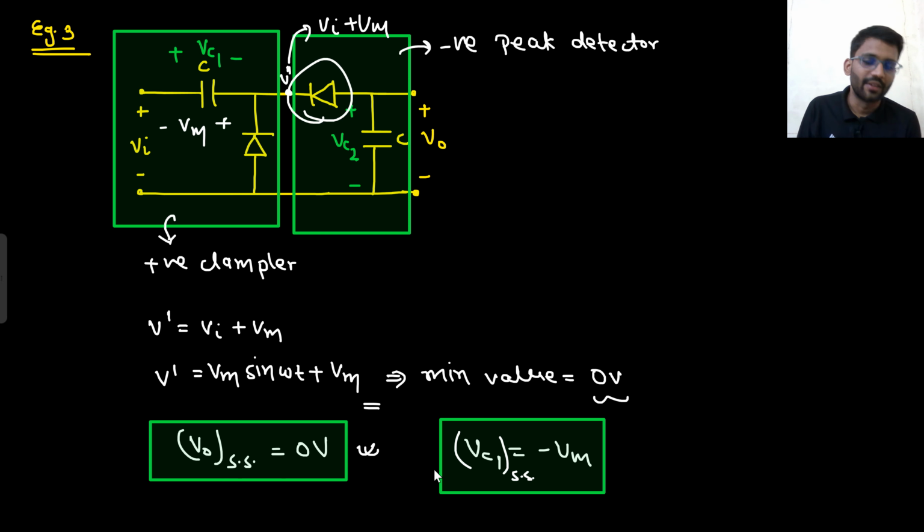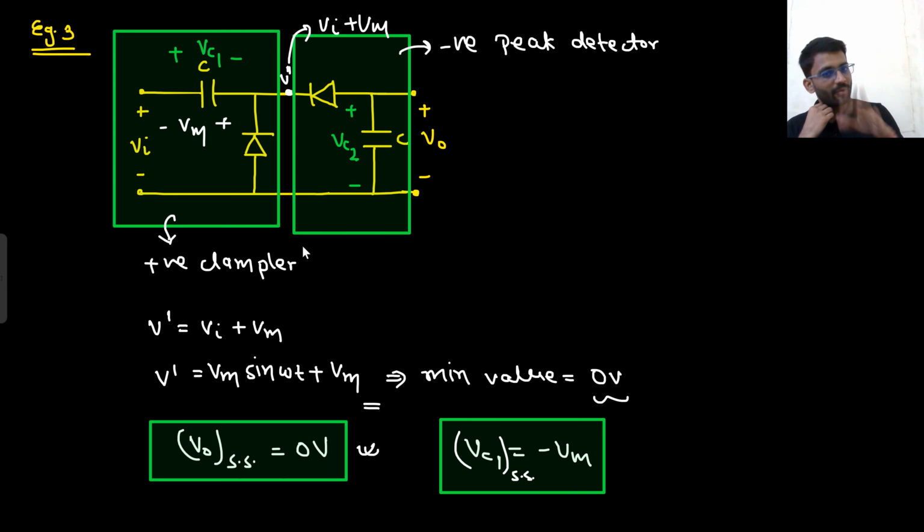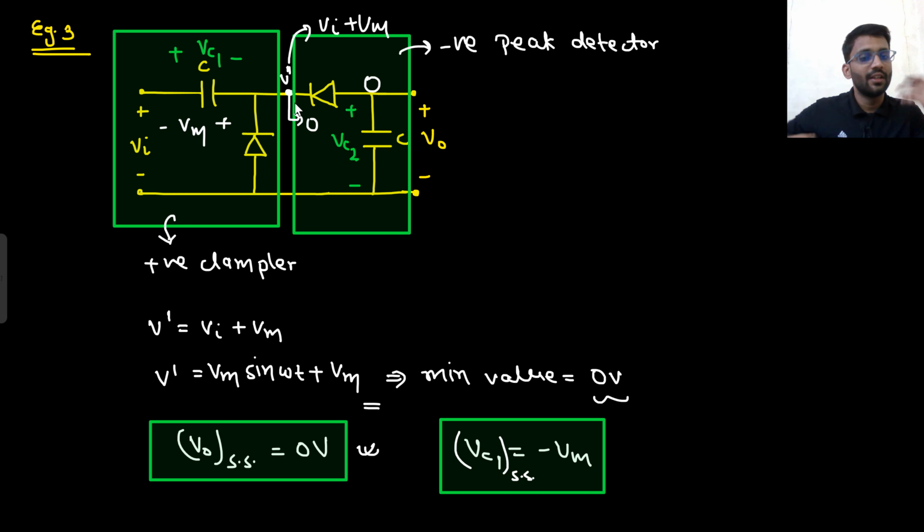Now I need to turn on this diode. So at what value of Vin will this diode turn on? 0? No. At Vin equals 0, it will not be on because this potential will be Vm. So Vin should be equal to minus Vm. When Vin is equal to minus Vm, this diode may turn on. What will be the potential here? 0 volt. Here also 0 volt, because initially the capacitor has no charge. So 0 volt, 0 volt. When there is 0 volt, we can consider the diode to be on. In this chapter, everywhere we consider the diode to be on when there are 2 zeros.